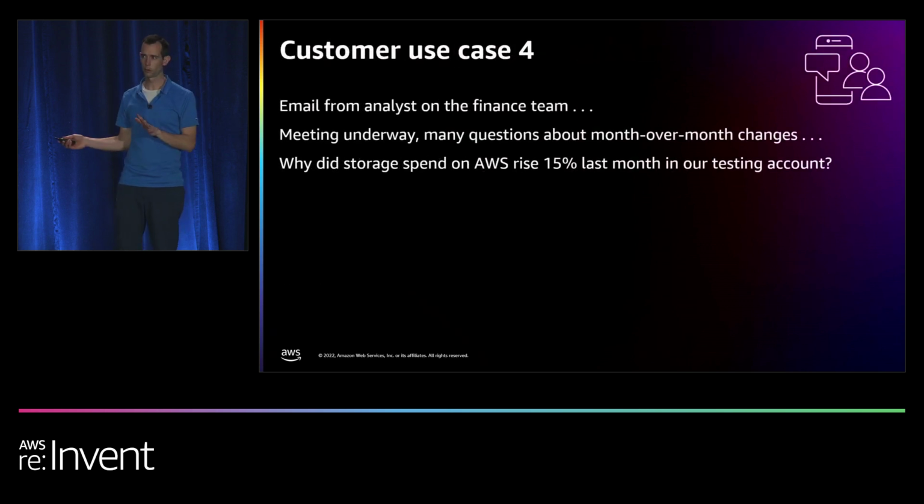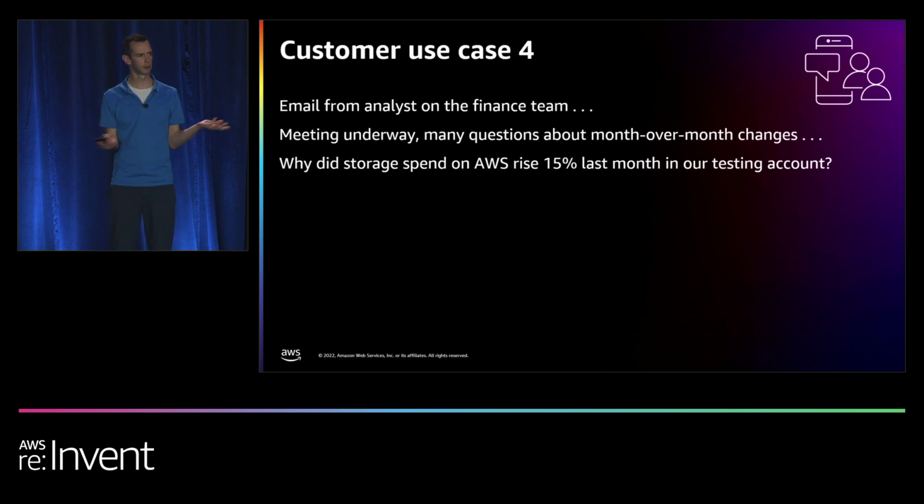All right, so now we've arrived at use case 4. Email from an analyst on the finance team. They're in the meeting. You're not in the meeting, so you're just getting this secondhand. A meeting underway, lots of questions about spending. Why did we see this month-over-month change? And why did our storage spend rise 15% last month in our testing account?